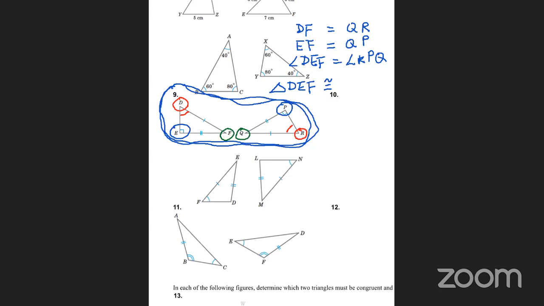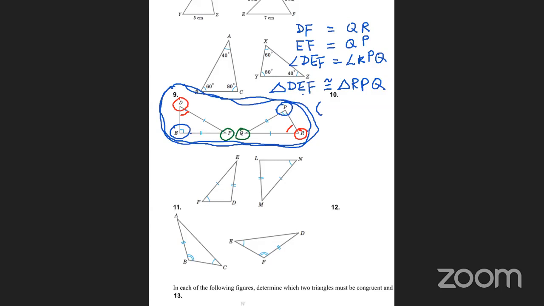And then when we name the triangle, we need to follow the sequence. On the left, D, E, F, right? And then D corresponds to R. Therefore, I have to start with R here. And then E corresponds to P. Therefore, I have P here. And then R, P, Q. Be very careful. We are not following alphabetical order. And then you have to write down the reason.